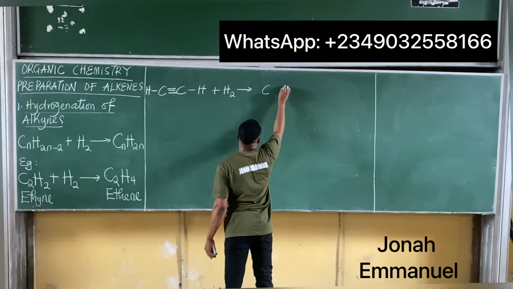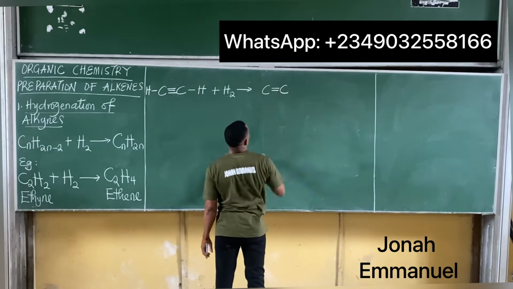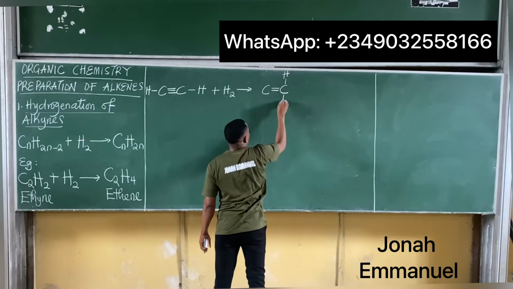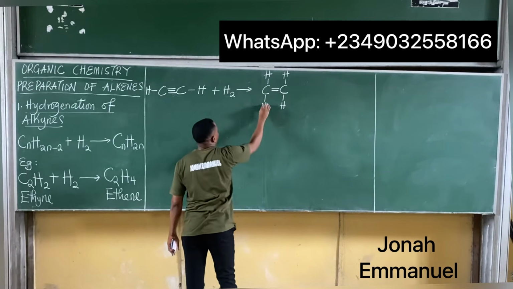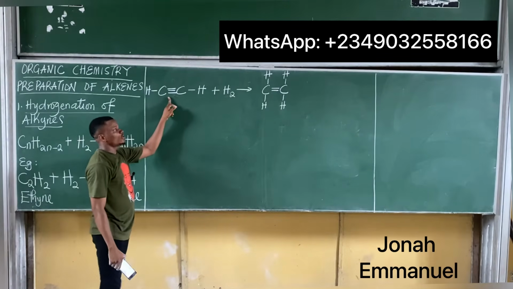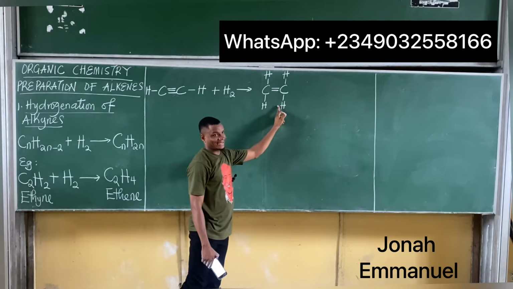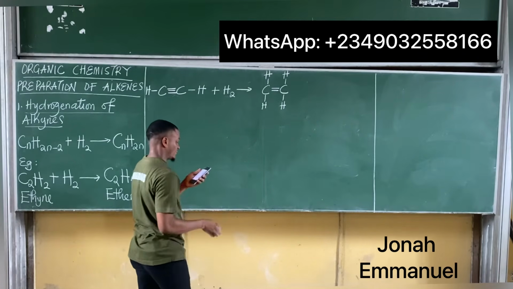C1, C2. Being an alkene means it has a double bond. Balance up. This one has 1, 2, 3, and 4. So this becomes the structural formula. Ethyne combines with hydrogen to give you ethene. So that's the first preparation of alkenes.